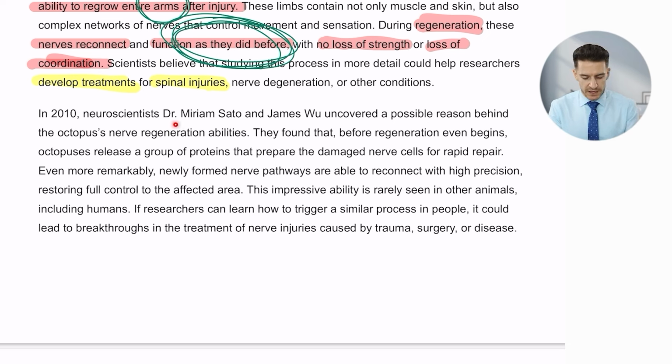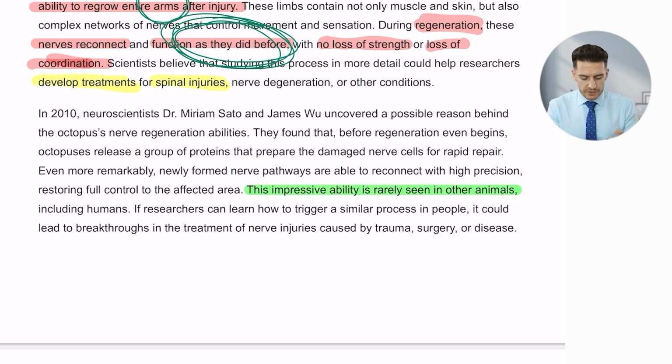"In 2010, James Wu uncovered a reason." There we go, octopus's nerve regeneration abilities. "They found that before regeneration begins, octopuses release a group of proteins. Even more remarkably..." Okay, so that's talking about nerves, but it hasn't said anything about other animals. So let's continue. "This impressive ability is rarely seen in other animals." There we go. So this could be where it is.